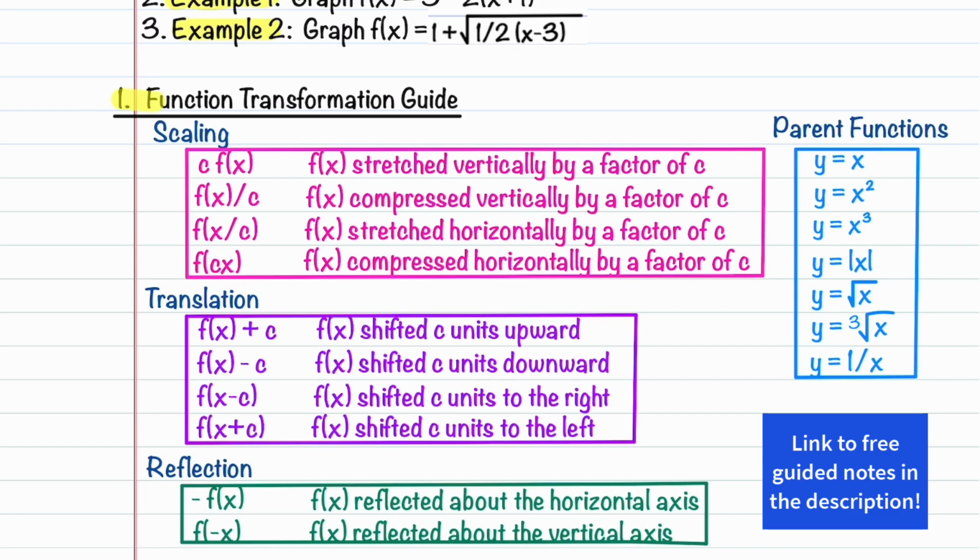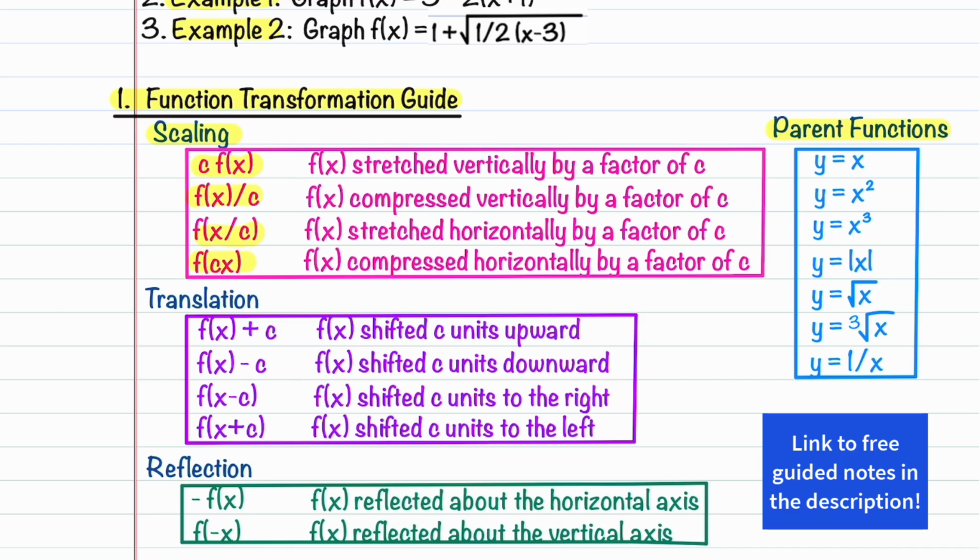Let's start by going over 3 different ways that a function can be transformed. I have a video on these transformations if you need a little bit more of an in-depth review of them. When you graph a function that has a transformation in it, you're going to start by graphing the parent function. I've listed a few of these parent functions here, and you're probably already familiar with many of them. After you graph the parent function, you'll scale the graph. You'll stretch or compress the graph vertically, or you'll stretch or compress the graph horizontally.